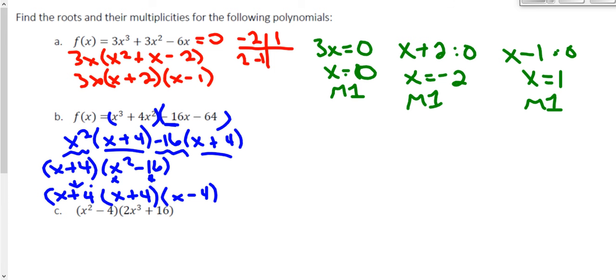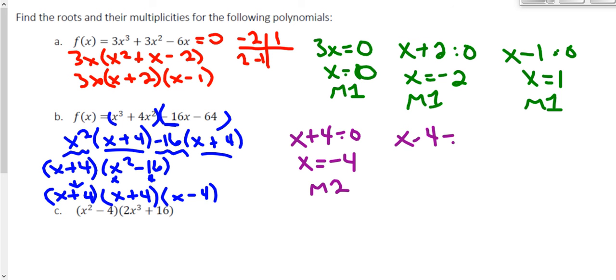one at a time. So my first factor, x plus 4, if that equals 0, then x is negative 4. My next factor is also x plus 4, so I get a negative 4 twice. Then I can do x minus 4 equals 0, which tells me that x is going to be a positive 4, and that one's only going to happen once.